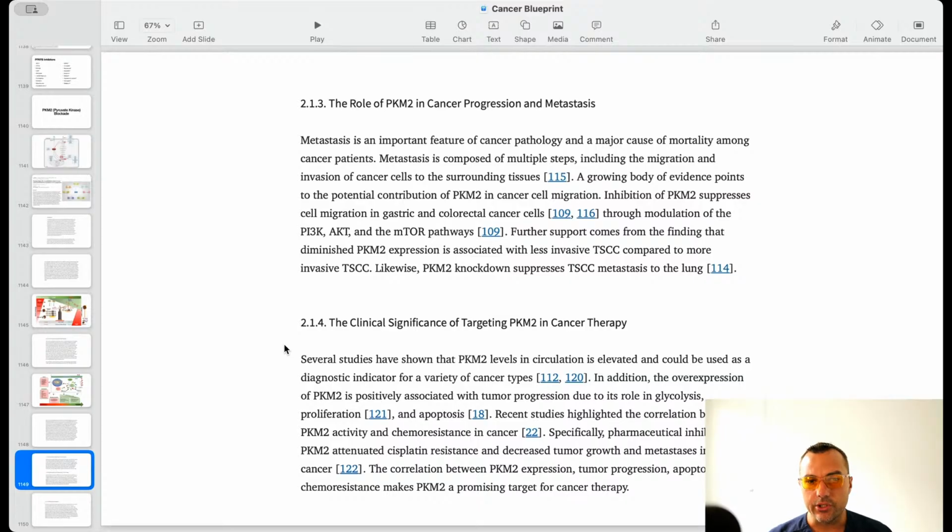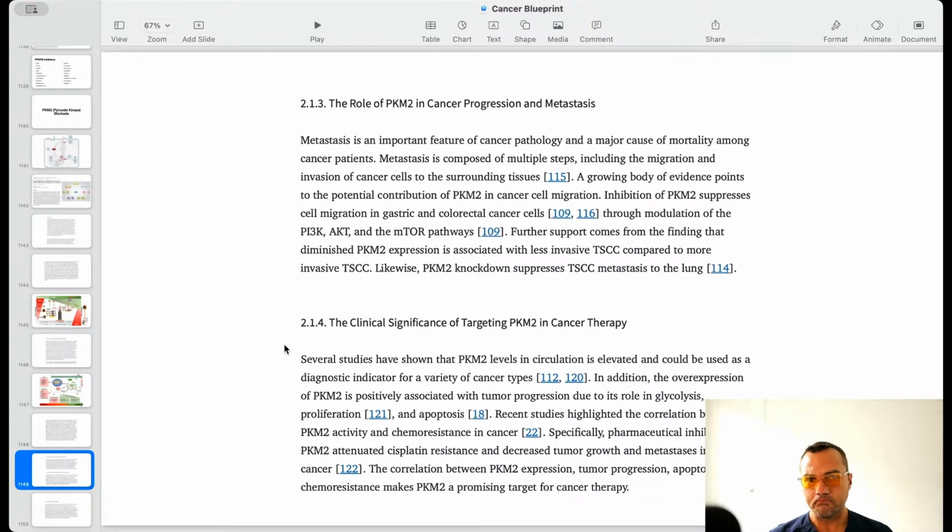So the clinical significance of targeting PKM2 in cancer therapy: several studies have shown that PKM2 levels in circulation are elevated and could be used as a diagnostic indicator for a variety of cancer cell types. In addition, the overexpression of PKM2 is positively associated with tumor progression due to its role in glycolysis, proliferation, and apoptosis. Recent studies highlighted the correlation between PKM2 activity and chemo resistance in cancer. Specifically, pharmacologic inhibition of PKM2 attenuated cisplatin resistance and decreased tumor growth in metastases of bladder cancer. The correlation between PKM2 expression, tumor progression, apoptosis, and chemo resistance makes PKM2 a promising target for cancer therapy.